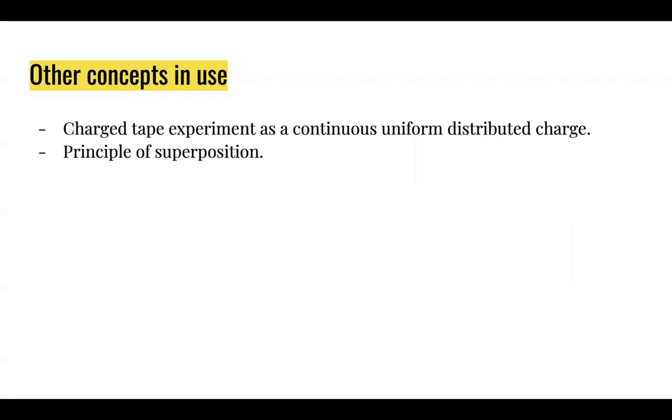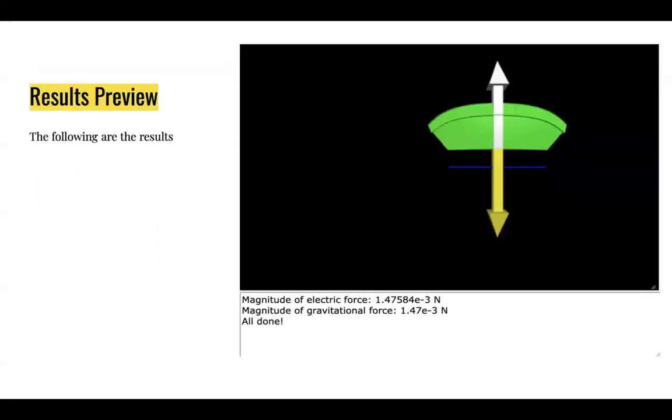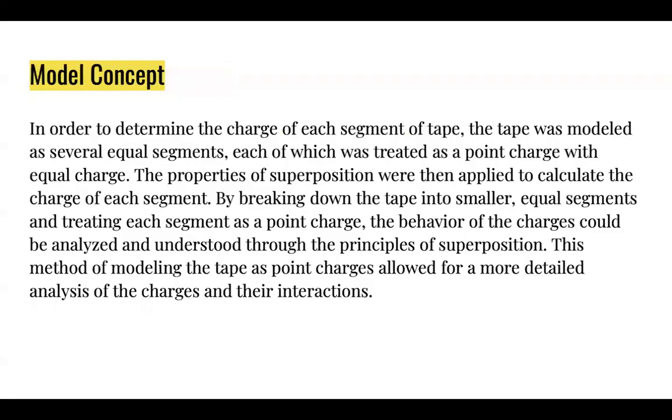Other concepts in use are that we'll treat the charge tape as a continuous uniform distributed charge, and we'll also use the principle of superposition. This is the result preview. This is when we treat the lines as small segments, small pieces of the line, and use them to calculate the electric field between them and the necessary force that's being exerted to keep it levitating motionless. So the magnitude of both forces is 1.4 times 10 to the power negative 3 Newton.